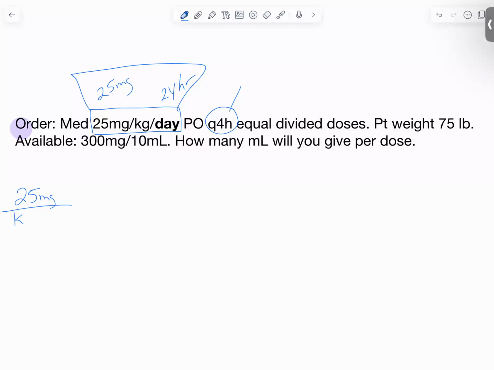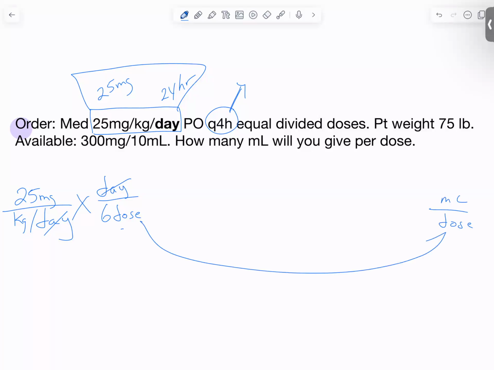25 milligrams per kilogram per day. Every day, how many doses is he getting if he's getting it every 4 hours? That's right. 6 doses. Because 6 times 4 is 24. Beautiful. So now I have the word dose because I'm solving for what? Milliliters per dose. So I got dose. I'm feeling good about myself. I can get rid of kilogram next.